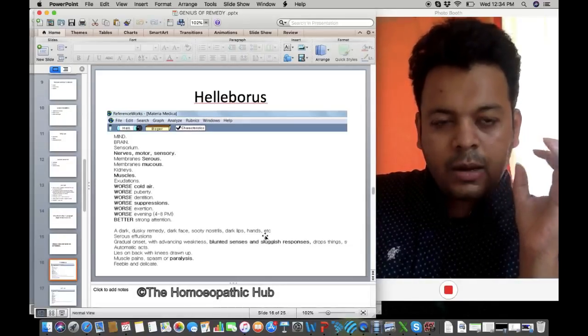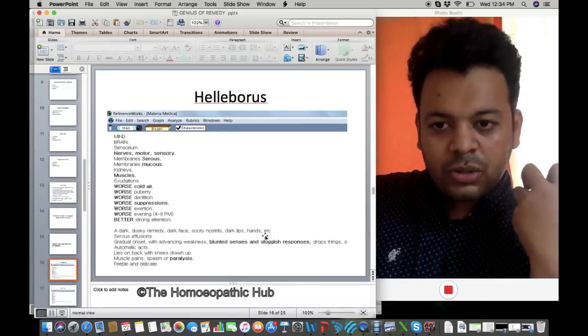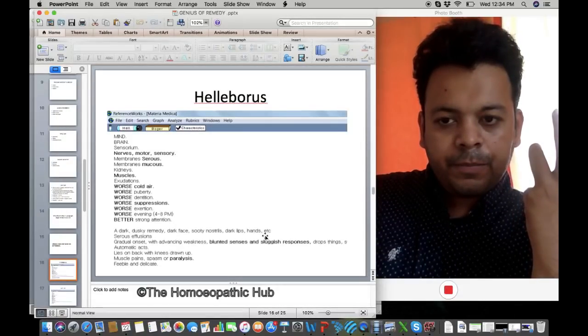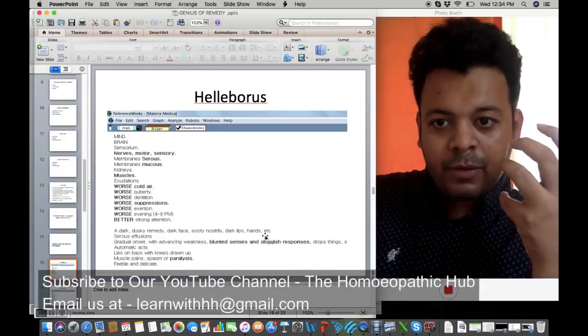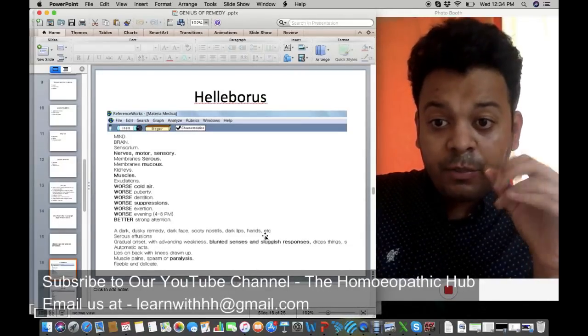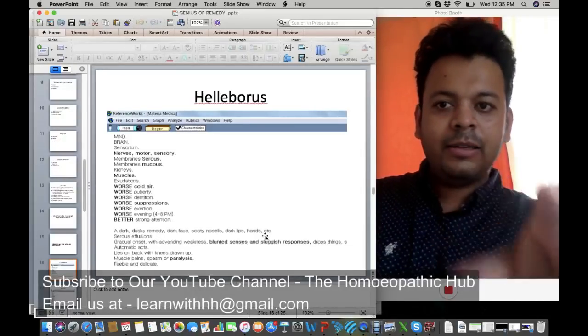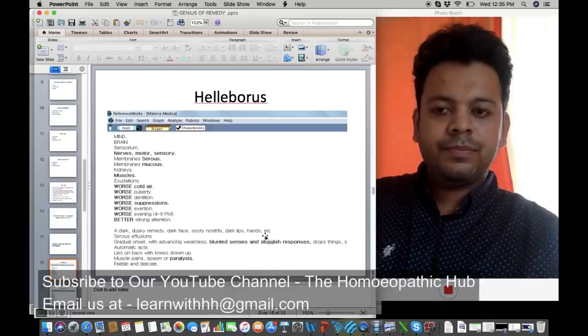It's very dark, dusky, so all the discharges will be dark. Pathology will be dark. Even the state of mind will be dark, negative. And even the kind of prognosis will be dark. So this dark, dusky, hell-like state is Helleborus. This is the main genius.